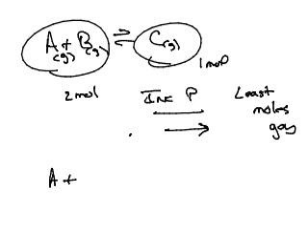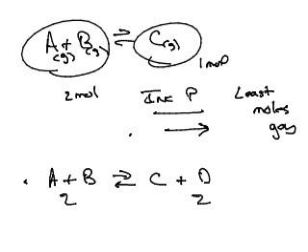Now, if I have a reaction A plus B makes C plus D, so you have 2 moles and 2 moles, and assume that all these chemicals are gases, if you increase the pressure, there will be no effect.